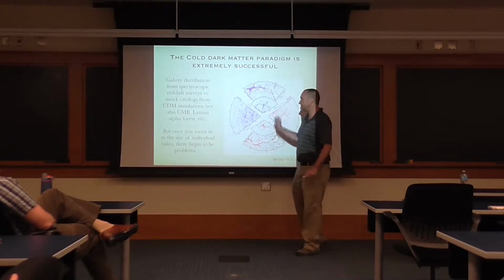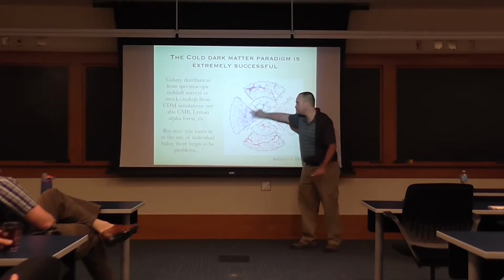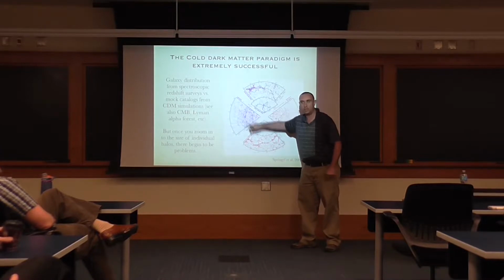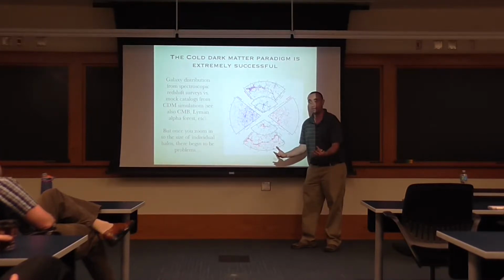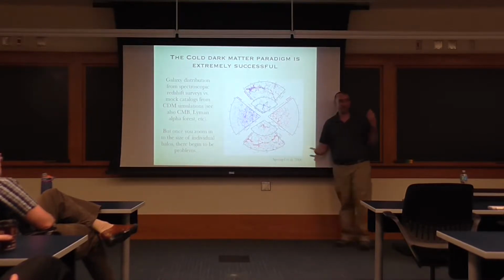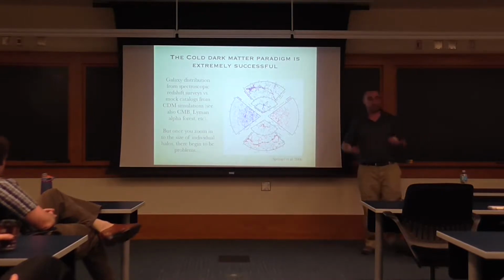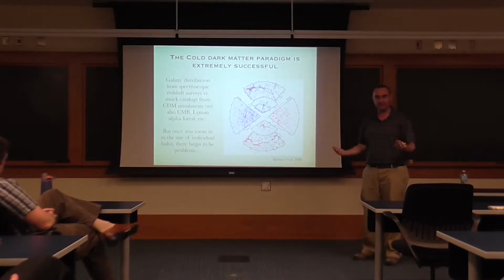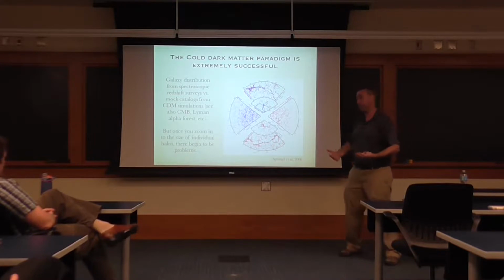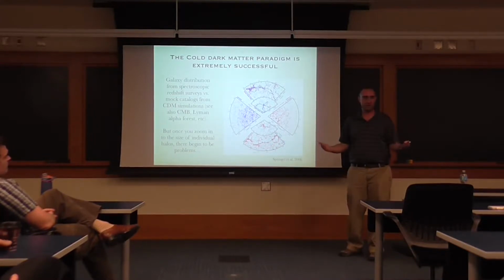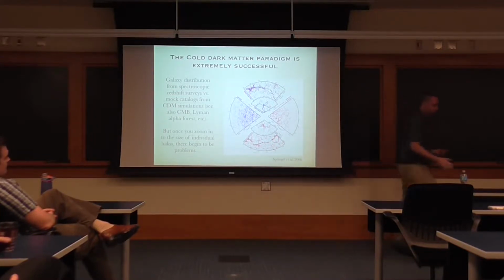Okay? It's only once you zoom in to an individual halo that the problems start happening. Okay? Where you don't quite match simulations with observations. That tells you that maybe there's messy astrophysics going on. Okay? Or maybe we don't know our dark matter candidate well. Okay?